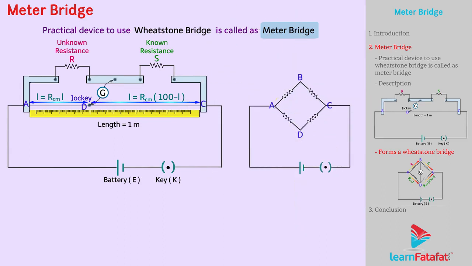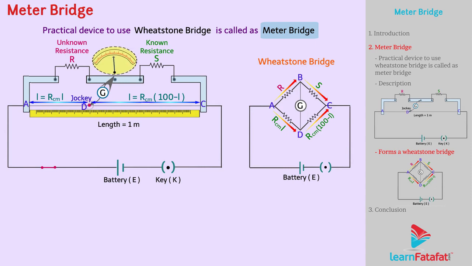The 4 arms AB, BC, DA and CD with resistances R, S, RCM into L, and RCM into (100 minus L) respectively form a Wheatstone bridge with AC connected with a battery and BD with a galvanometer. In the closed circuit state, with the jockey at any arbitrary point on the wire, the galvanometer shows some reading. Moving the jockey on the wire, we try to find a point where the galvanometer shows no current, that is, Ig equals 0. This is a balanced condition.